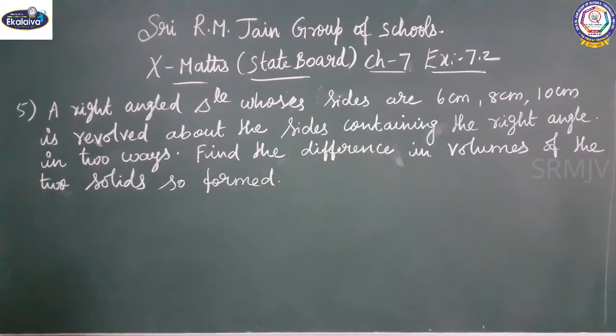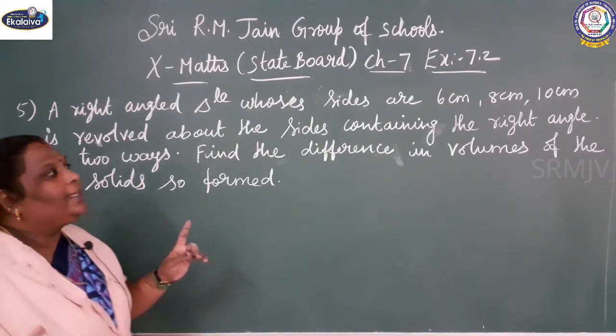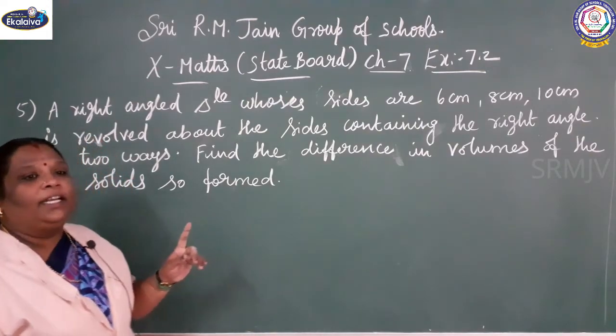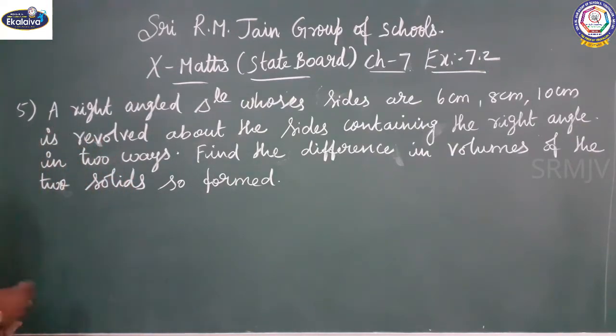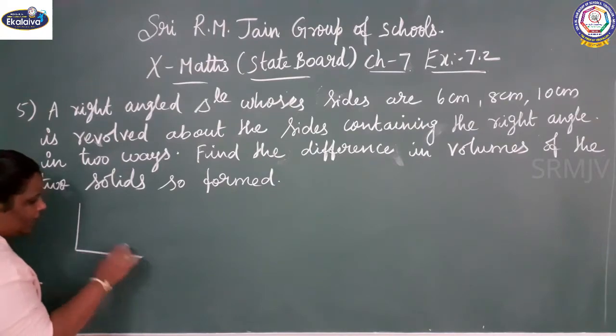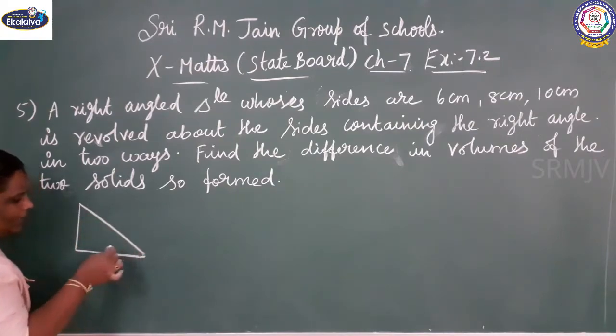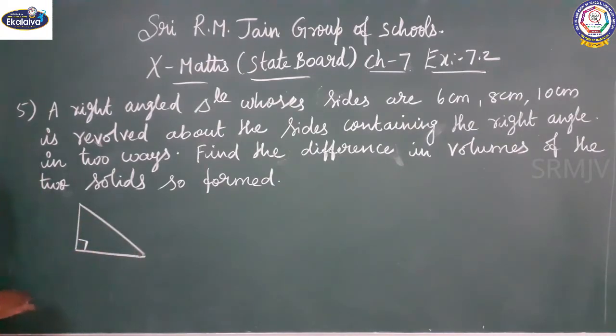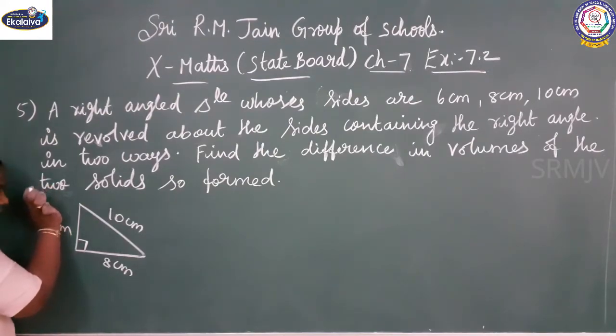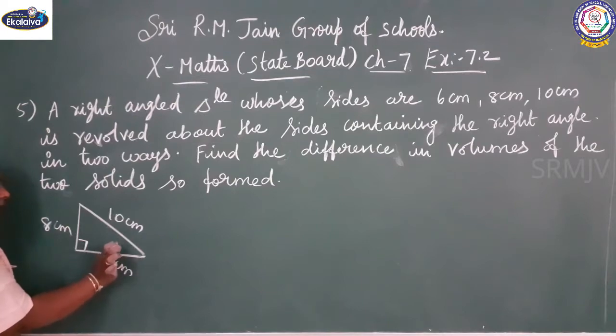See the fifth sum. A right angle triangle whose sides are 6 cm, 8 cm and 10 cm. Right angle triangle, one angle is 90 degree. Then 6 cm, 8 cm and 10 cm, or you will write this is 8 cm and this is 6 cm.